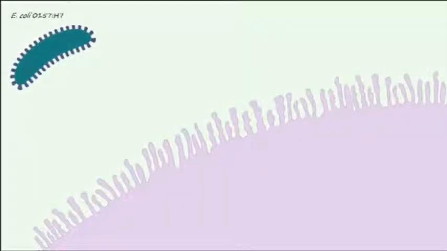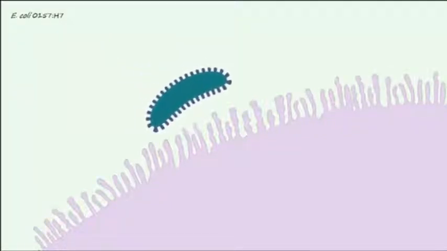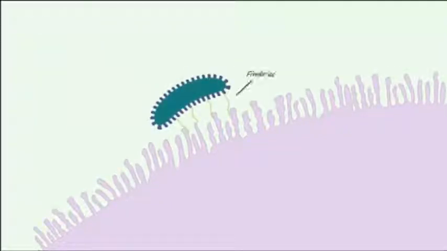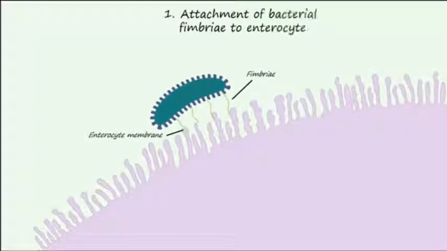How does O157H7 infect enterocytes? It begins when the bacteria uses its fimbriae to attach to the surface of the enterocyte. This is called fimbrial attachment.